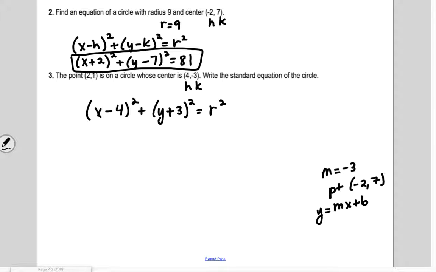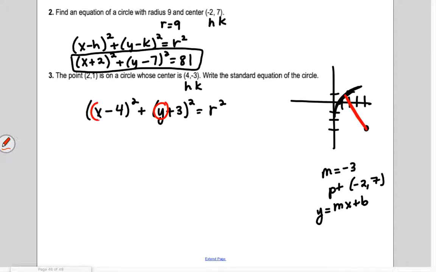Does that make sense? Here is geometrically what we're doing. We're saying we have a center. You don't have to draw this. 1, 2, 3, 4. 4, negative 3. And we have a point that's at 2, 1. And we're saying it's along the edge of the circle. So what are we doing? We're finding the distance between those 2 points. Well, isn't that what the equation of a circle is anyway? It's the distance formula in disguise.